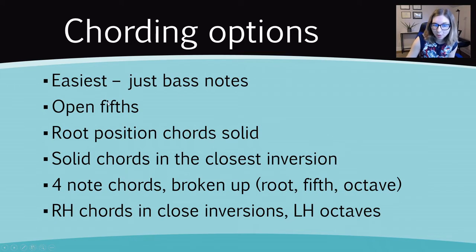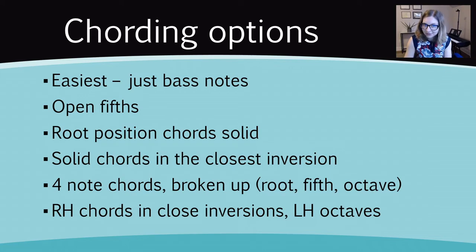The next level would be open fifths. So now they have to have a bit more of a sense of what that perfect fifth is from those bass notes to get the outside of the chord. Next step would be root position solid chords. So now they have to have a sense of what's major and minor. They have to be able to move quickly between those chords as well, which brings me to solid chords in the closest inversion. They're going to quickly figure out that if they go to a closer inversion, it's actually a lot easier. But of course, they have to have that knowledge and they have to have played that a little bit in their technique so they have a sense for where that closest inversion is.